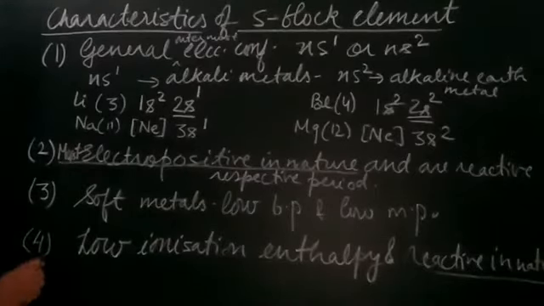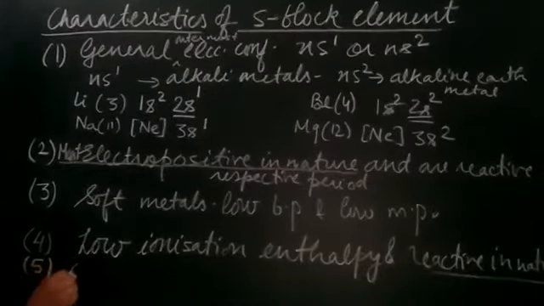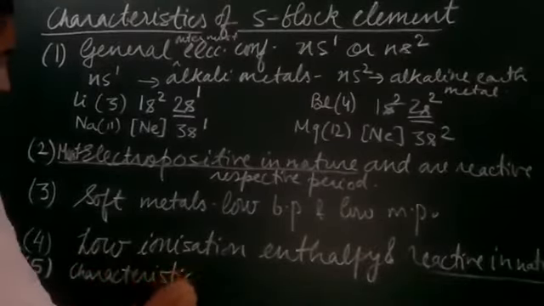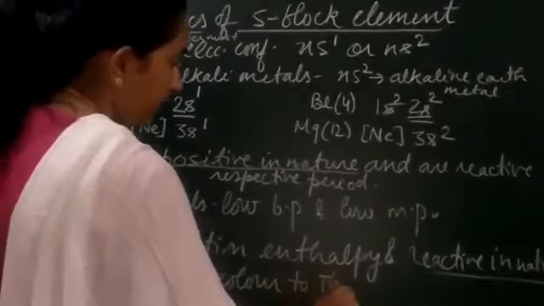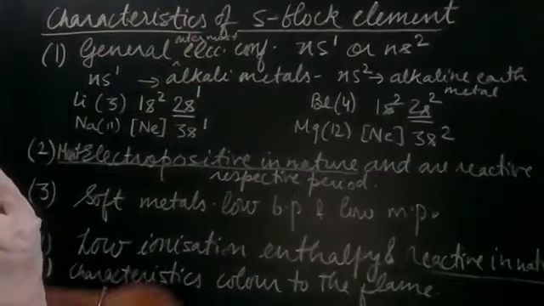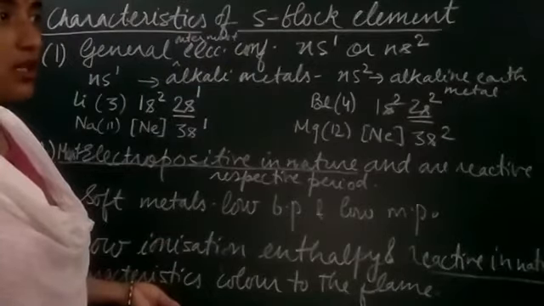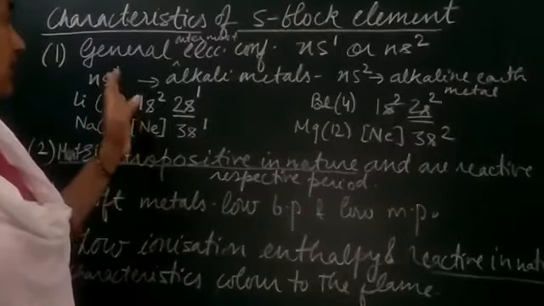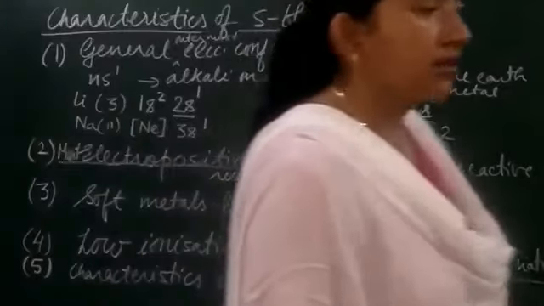Right, students? Now the fifth point. They give characteristic color to the flame. It means that when the S block elements they are heated in the flame, they will give a characteristic color to the flame. For example, sodium gives the yellow color, right? So every S block element, whether it comes to the alkali metal or alkaline earth metal, will give a characteristic color to the flame, right?